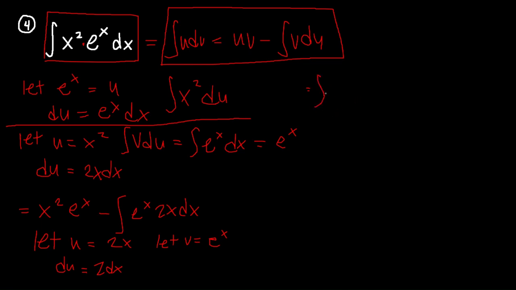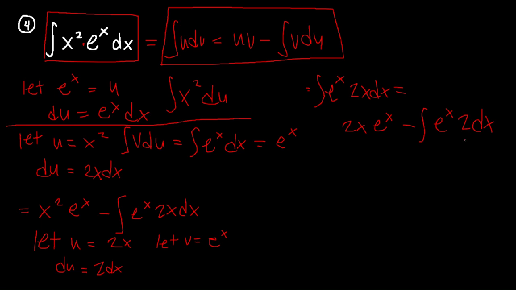So I'll just write this here, is equal to u is your 2x, and then 2x e^x minus integral of e^x 2x, and then your e^x 2x is v, e^x, and then the derivative of u, 2 dx. So now this is an integral. There's a formula for this. The integral of e^x dx is just e^x plus c.